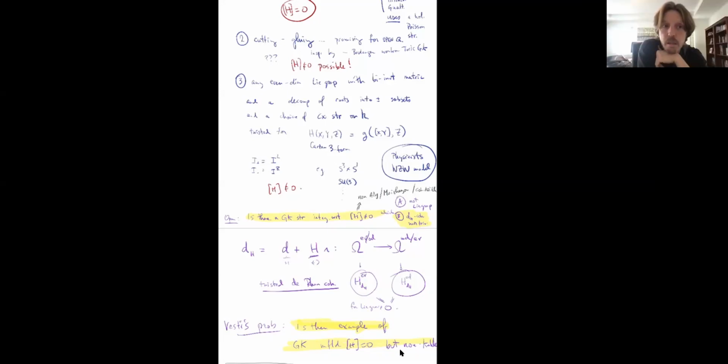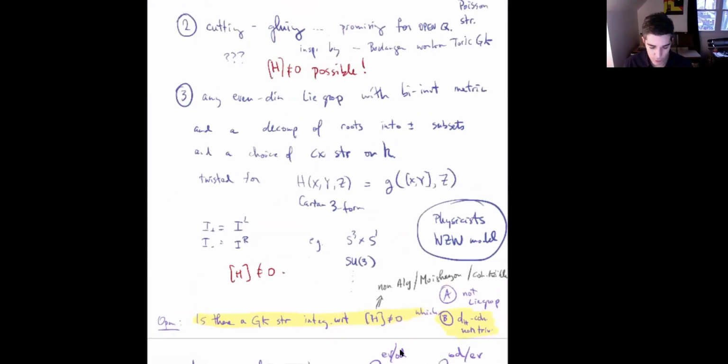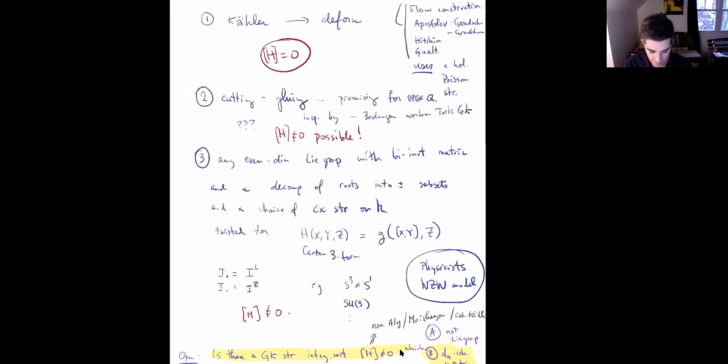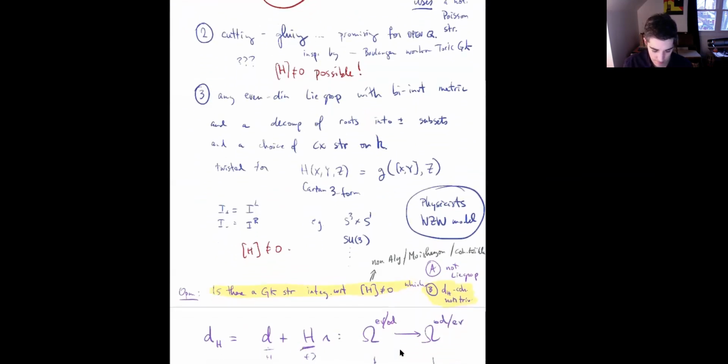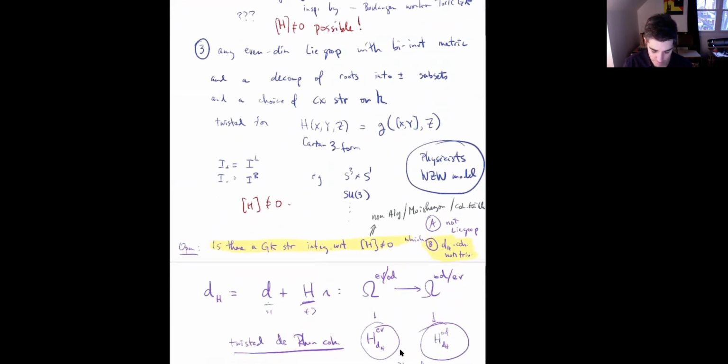Okay, so let's add those to the list. In dimension 4 we have B1 odd, type 1 GKs with H non-zero. So yeah, that's a good extra class.